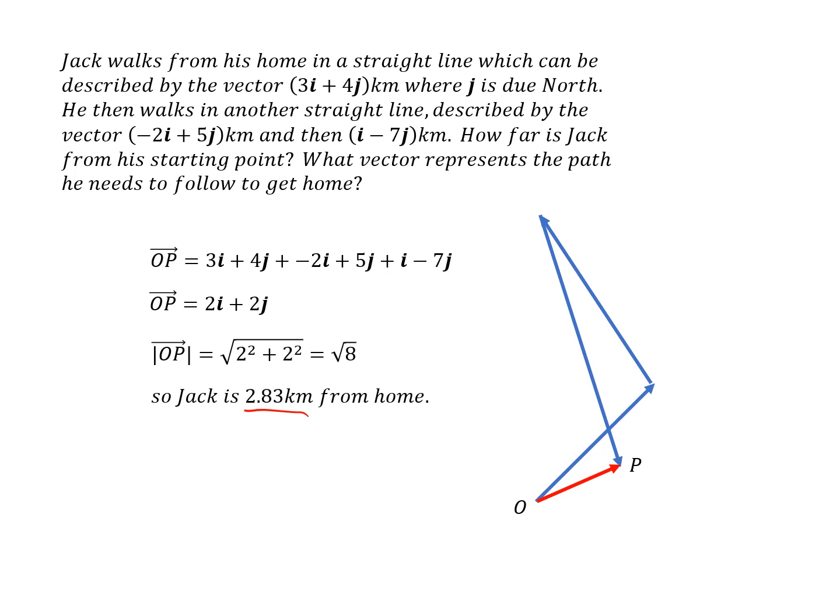Now, the final part asks what vector represents the path he needs to follow to get home. Well, to get home from P, he needs to go along the vector PO. And PO is the negative of OP, so that's minus 2i minus 2j.